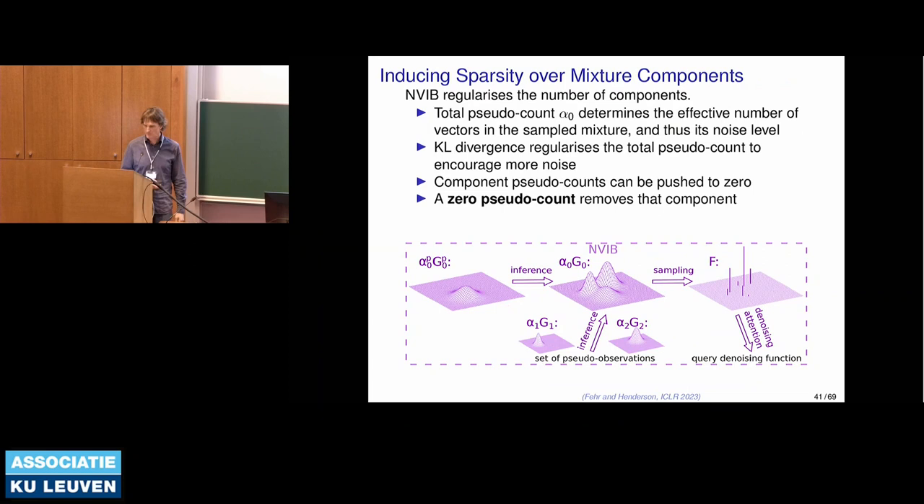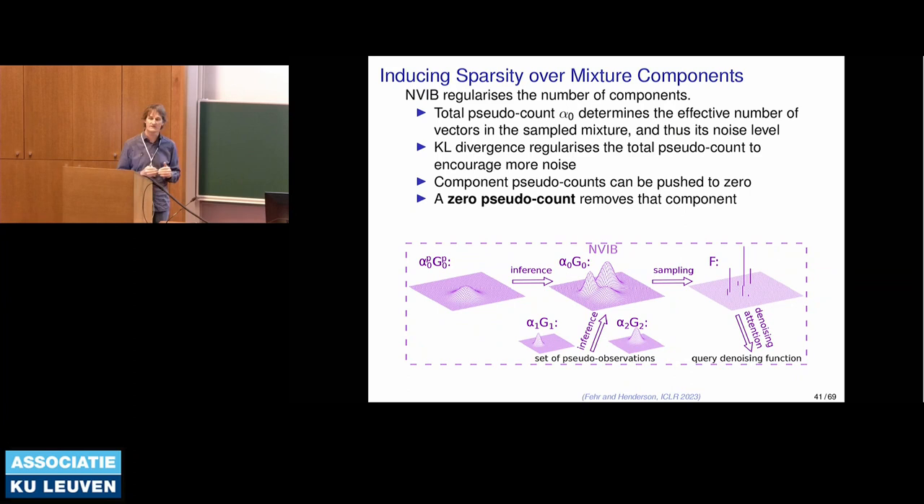Okay, one of the interesting things about this regularizer, the KL divergence regularizer, is it gives you sparsity. That's the way in which it learns the number of vectors. So we have here an output which has lots of candidate components, but each one of those components has a pseudo count alpha associated with it. And what the KL divergence is doing is it's pushing down the total of all those pseudo counts, because that effectively reduces the number of vectors you get here, which reduces the amount of information.